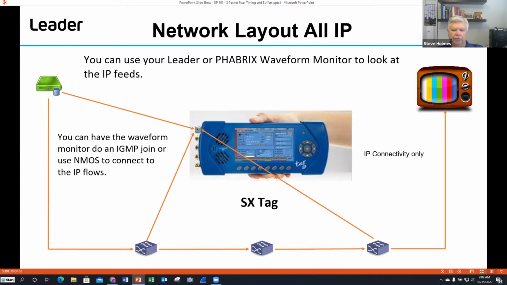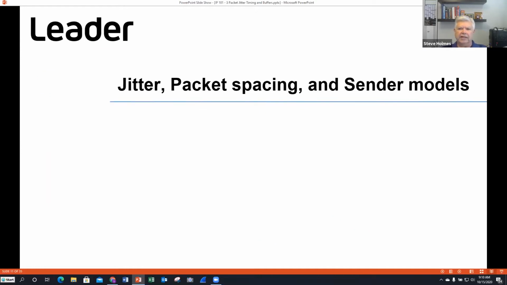So we can have the waveform monitor do an IGMP join, or we can actually go and have NMOS go to a network control panel and pick source, destination, hit take. That connects to an NMOS system. The NMOS system will then route the video, tell the receiver what the video is, and set the entire system up for you. So let's get into today's meat here. Looking at packet jitter, spacing, and sender models.